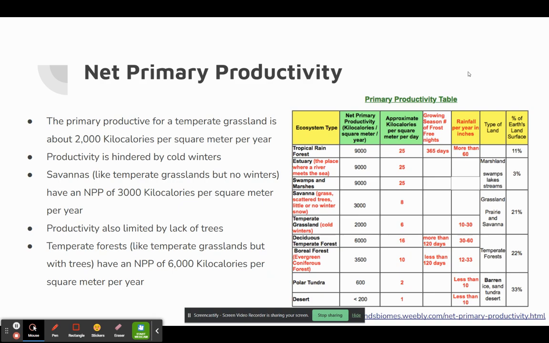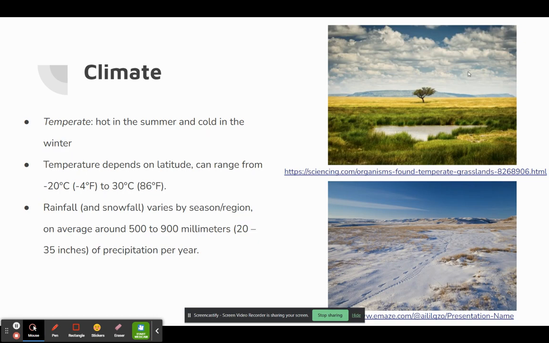As for the primary productivity, since it is a grassland, it is somewhat productive, but it is hindered by cold winters and a lack of trees. You can see that as savanna, which is like the temperate grassland, but without that cold winter, has 1,000 more kilocalories per square meter per year, whereas the temperate forest has almost three times as much of that production from the temperate grasslands, 2,000 kilocalories. But that's still more than something like a desert or a tundra, since they do have warm winters and a lot of plant life.